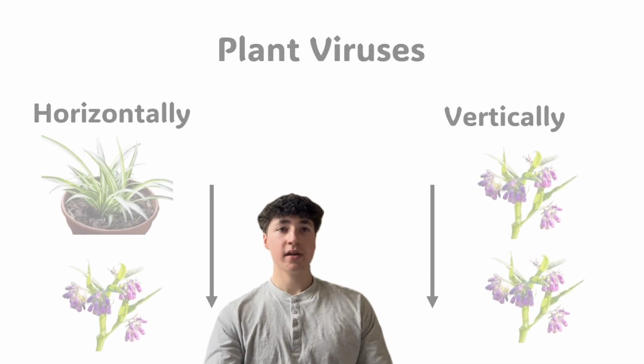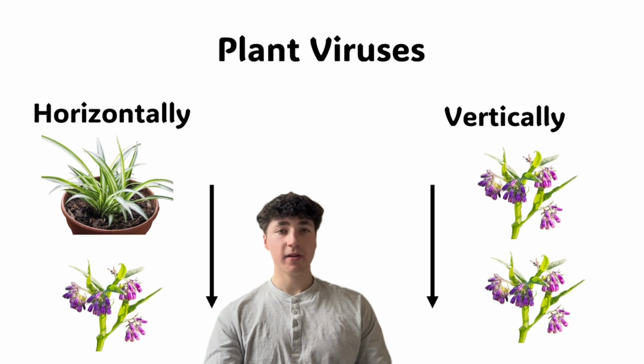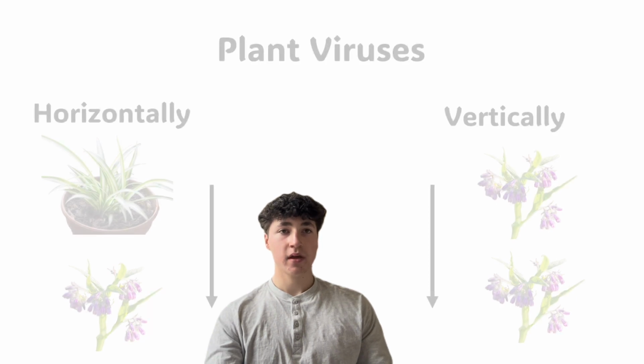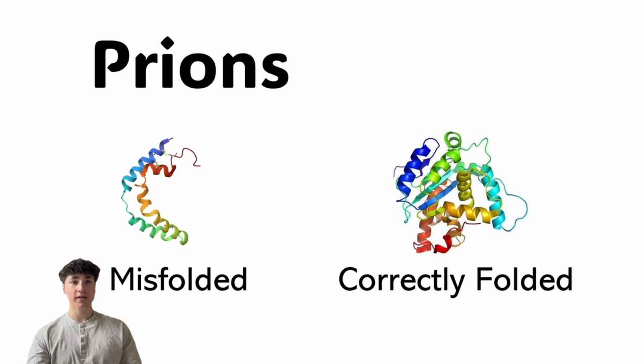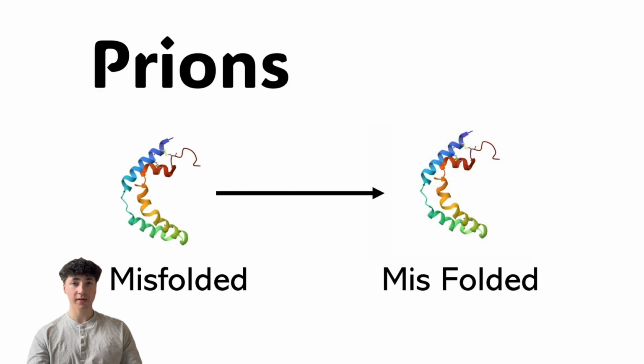Plant viruses, these viruses affect plants. They're either passed down horizontally from one plant to another or vertically from parent to offspring. Viroids, these infect plants and interfere with their metabolism. Prions are proteins that are misfolded. While they aren't necessarily a virus, they have a domino effect and convert normal proteins into misfolded ones.